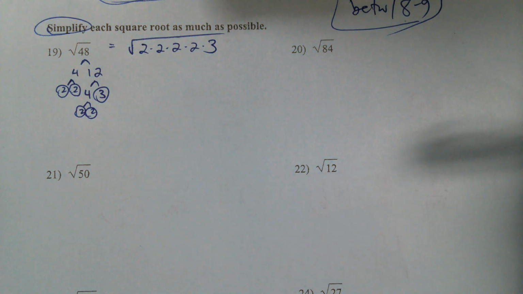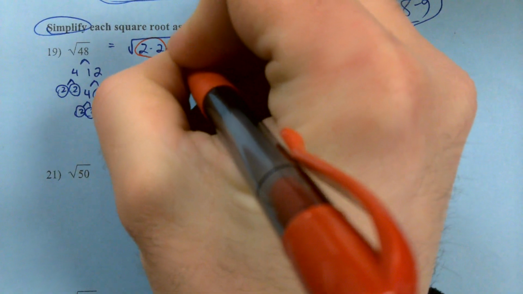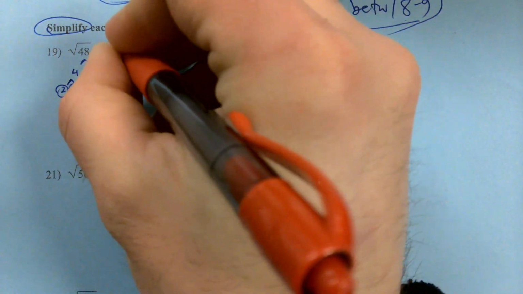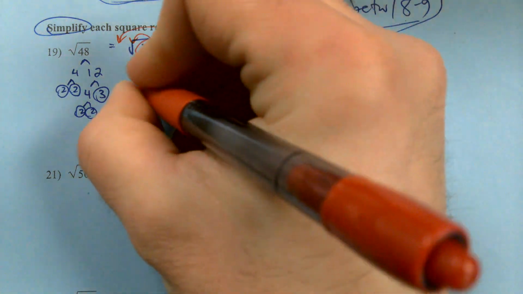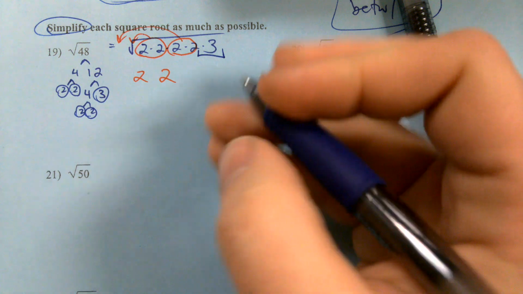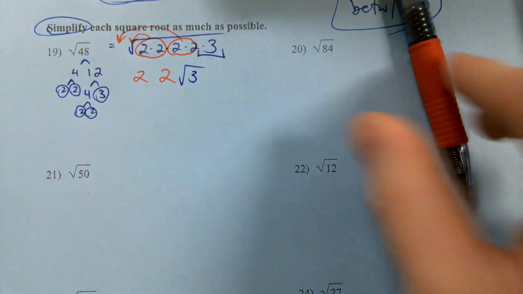And now we're looking for identical pairs. We got a pair of 2's and another pair of 2's, and both of those pairs need to come out in front. What number is left over inside the square root? Well, that's going to be 3.